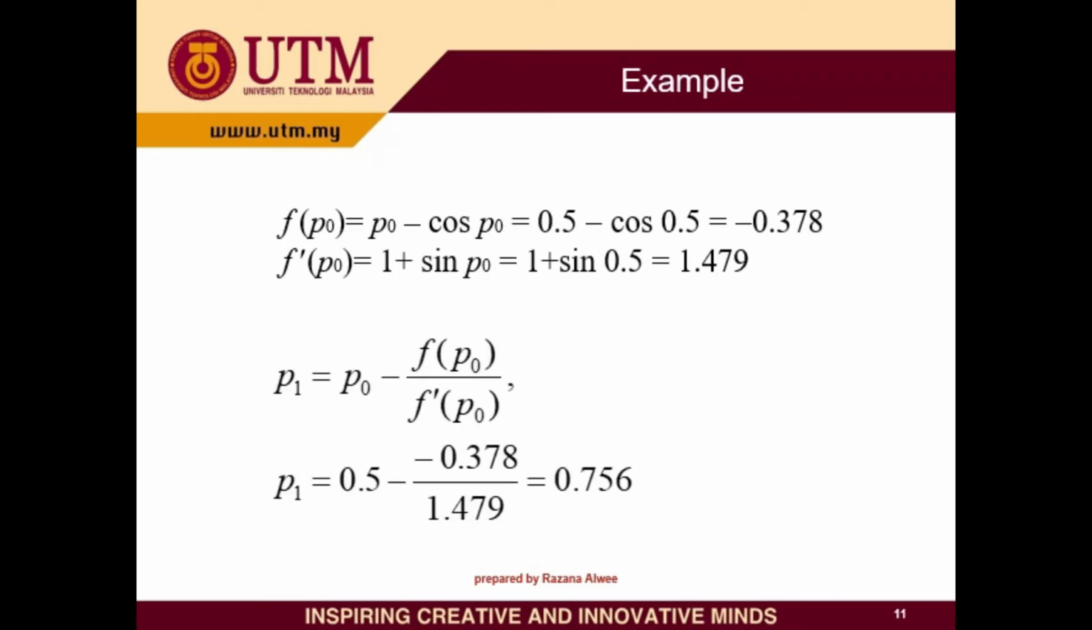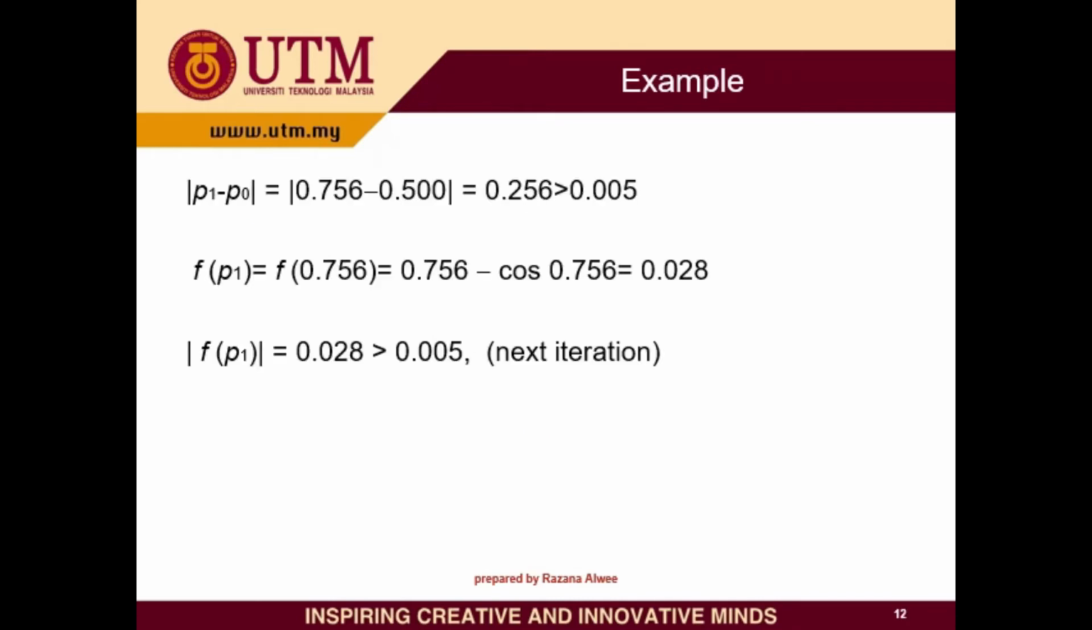After finishing finding your f prime, now is the time to use the equation. So find your f(p0) and f prime(p0). Based on the calculation, we got f(p0) is negative 0.378 and f prime(p0) is 1.479. So we already have our p0 here, so we insert the p0, f(p0) and f prime(p0) into the equation, so you will get your p1 value.